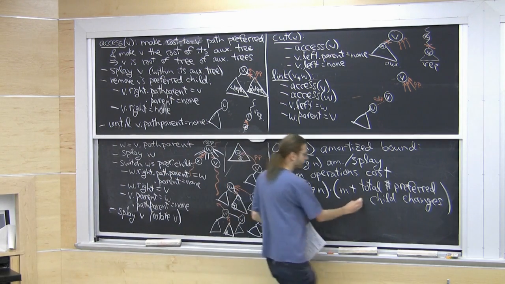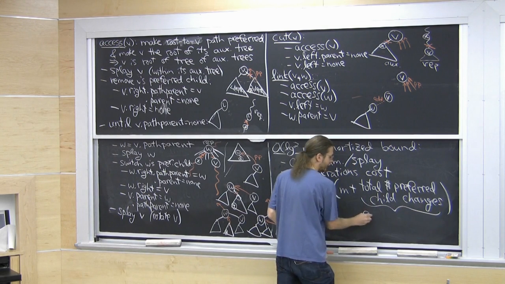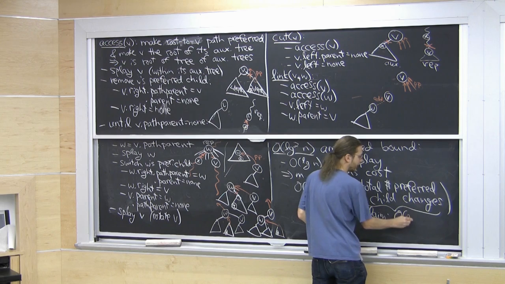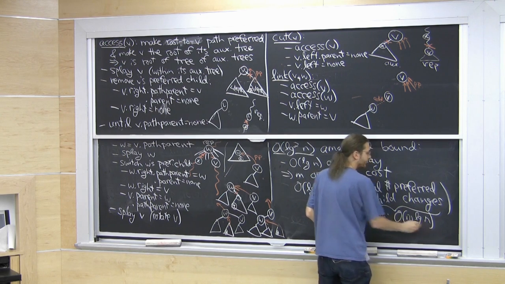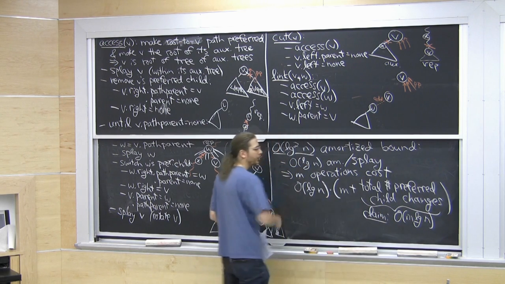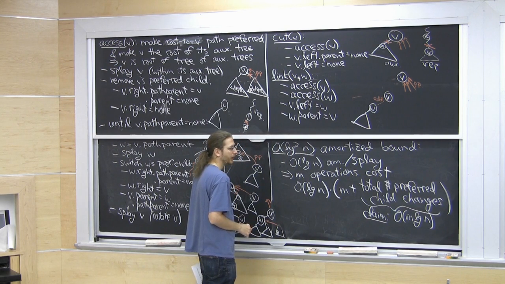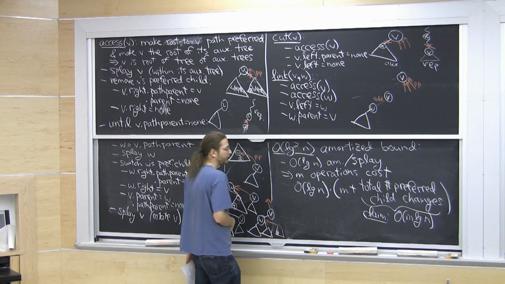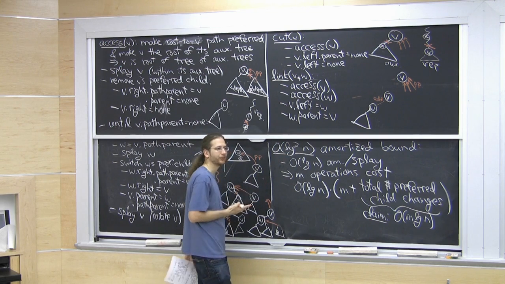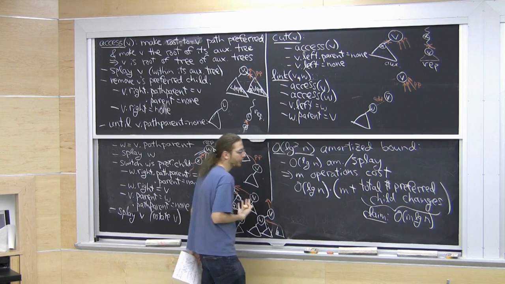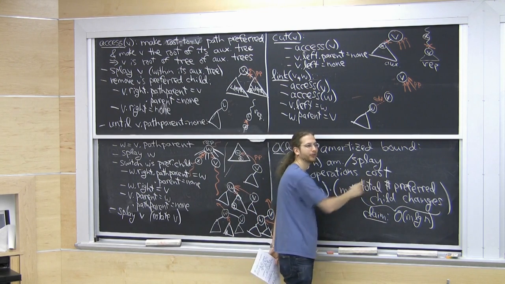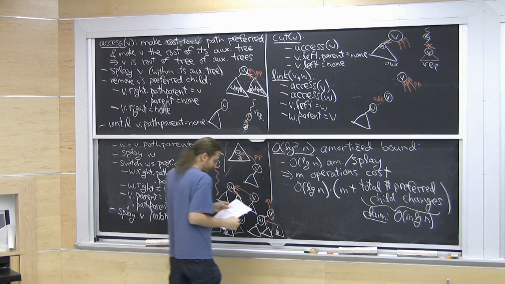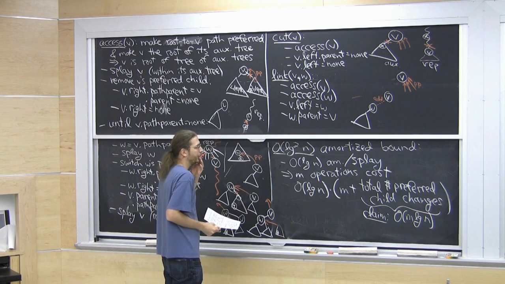So the remaining thing is, at this point, just a claim. The total number of preferred child changes is order m log n. So if you take this whole thing, divide by m, you get log squared amortized. That sounds kind of lame. Log squared is not such a good bound. But it's a warm-up, and in fact, we need to prove this anyway. We need this for the log n analysis. So first thing I'm going to do is prove the total number of preferred child changes is order m log n.